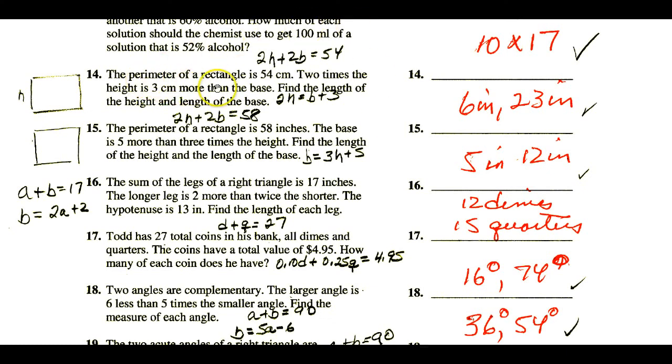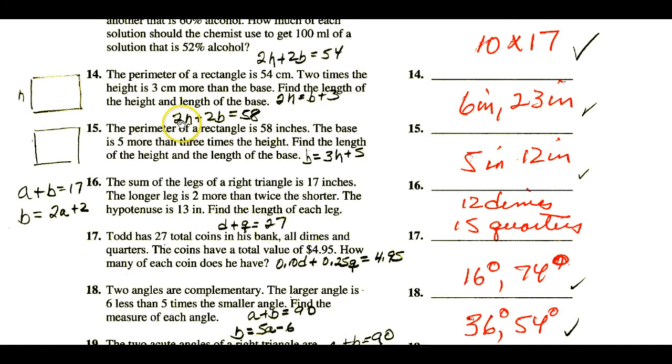So here we have a perimeter. There's our perimeter of a rectangle. 2 times the height, which they're calling h, is 3 centimeters more than the base. So 2 times h is equal to the base plus 3. There's one equation. Find the length and height of the base.